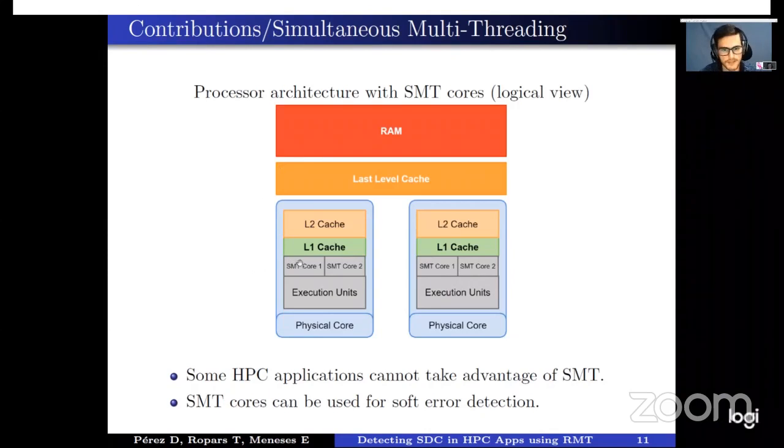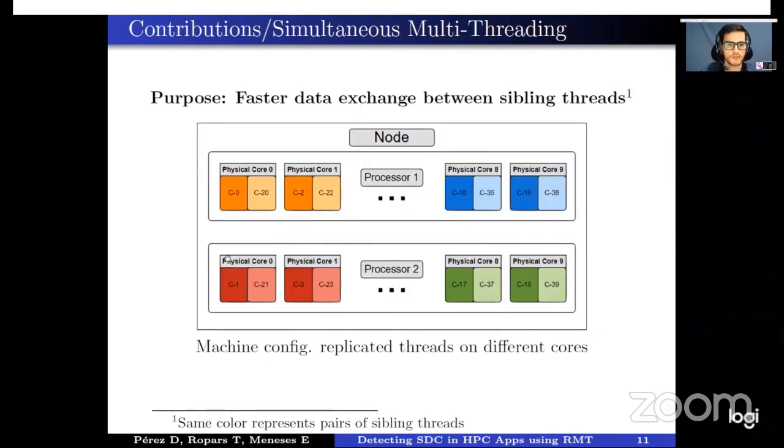And what we say is that if we pin the sibling replicated threads, the leading and the trailing threads, on these logical cores, they will share the L1 cache. And since they are exchanging a lot of data, it makes sense to have this memory close. So instead of having a configuration like this one, in which there are multiple physical cores, the same color represents the pair of sibling replicated threads, and as can be seen, each sibling is on a different core.